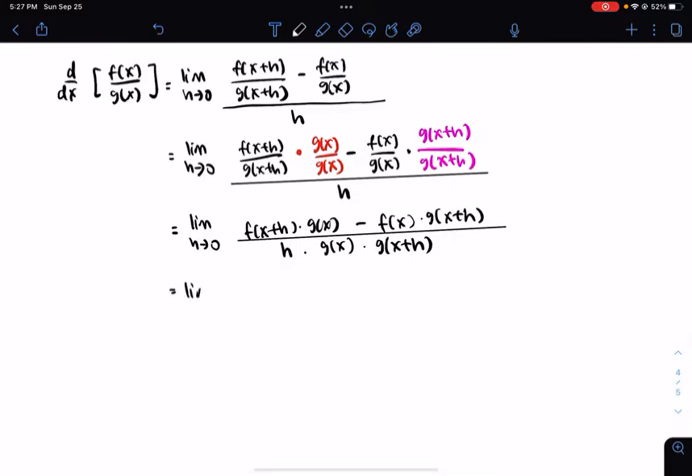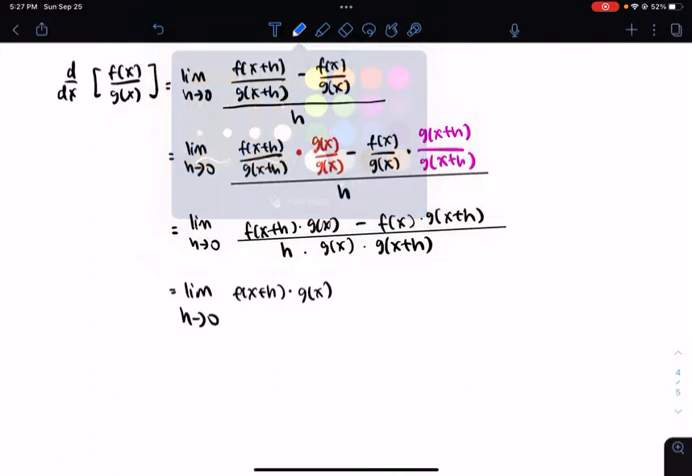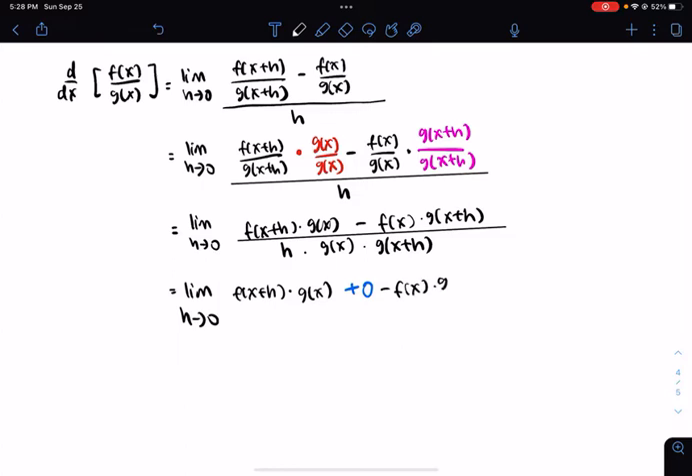Alright, just like the product rule, we're going to add what is called a special zero. So f of x plus h times g of x, plus the special zero, minus f of x times g of x plus h, over the same denominator. So h times g of x times g of x plus h. Alright, what can we create from this special zero?